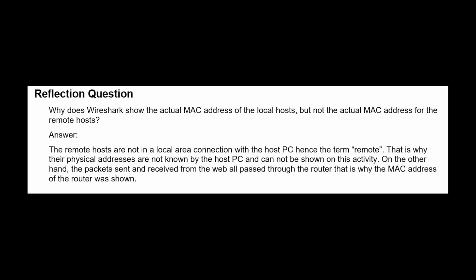Reflection question. Why does Wireshark show the actual MAC address of the local host but not the actual MAC address for the remote host? Answer. The remote hosts are not in a local area connection with the host PC, hence the term remote. That is why their physical addresses are not known by the host PC and cannot be shown on this activity. On the other hand, the packets sent and received from the web all pass through the router. That is why the MAC address of the router was shown.